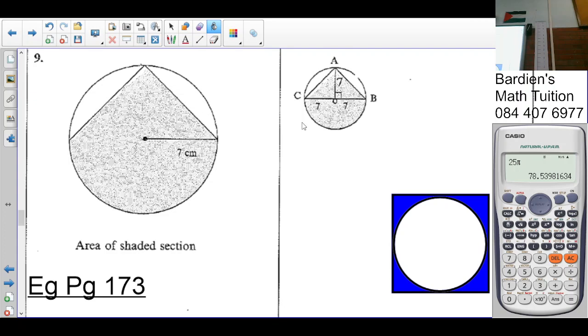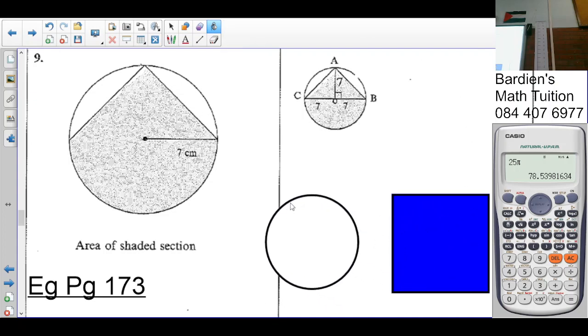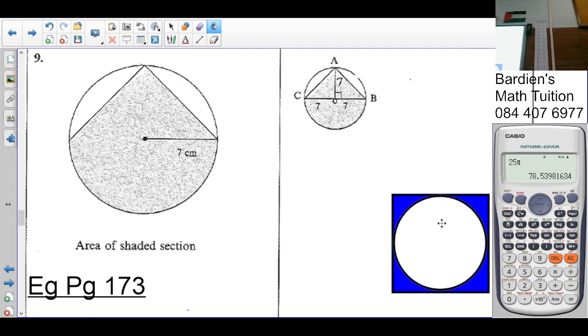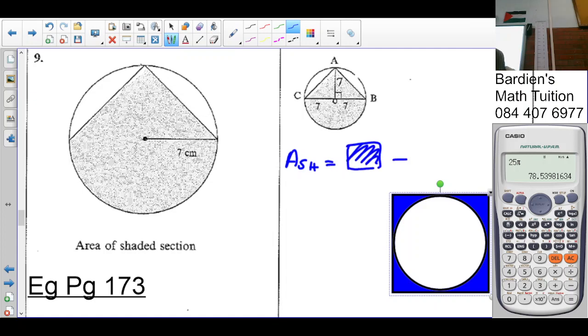Triangles. That's not triangles. What do you see? There we go, it's a circle and a square. So you should note that the square is shaded. And how much of the circle are you taking away? The area of the circle. So in other words, the area of the shaded region is going to be the area of the square minus the area of the circle.